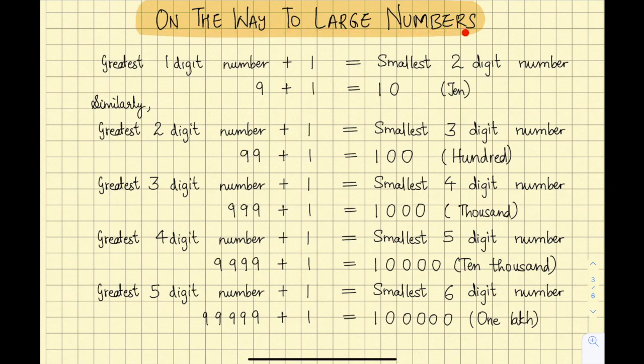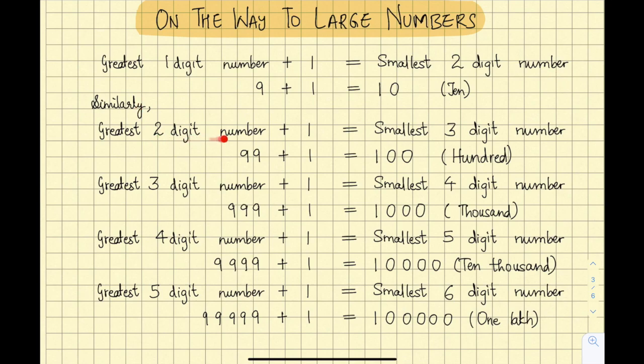Before this also we have seen certain large numbers, but now we are going to see how we write them and how we read them. So the greatest one-digit number, as we saw earlier, was 9. When I add 1 to it, I get 10. 9 plus 1 is equal to 10. In words, I write it as 10. And this 10 is the smallest two-digit number, which we have already seen earlier.